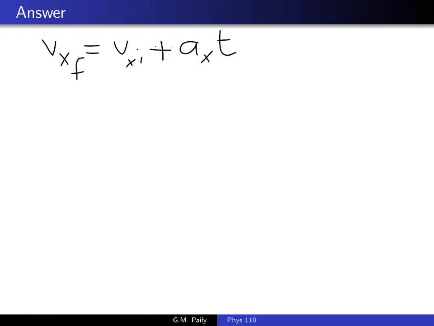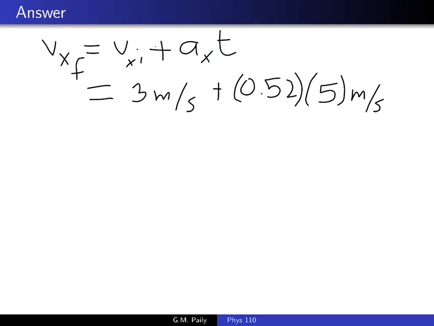Since we have our list of values, we can plug them in. So for the vx initial, we plug in 3 meters per second. For ax, we plug in 0.52 meters per second squared. For t, we plug in 5 seconds, and so the units of ax times t will be meters per second. We calculate, and we get vx final is 5.6 meters per second.